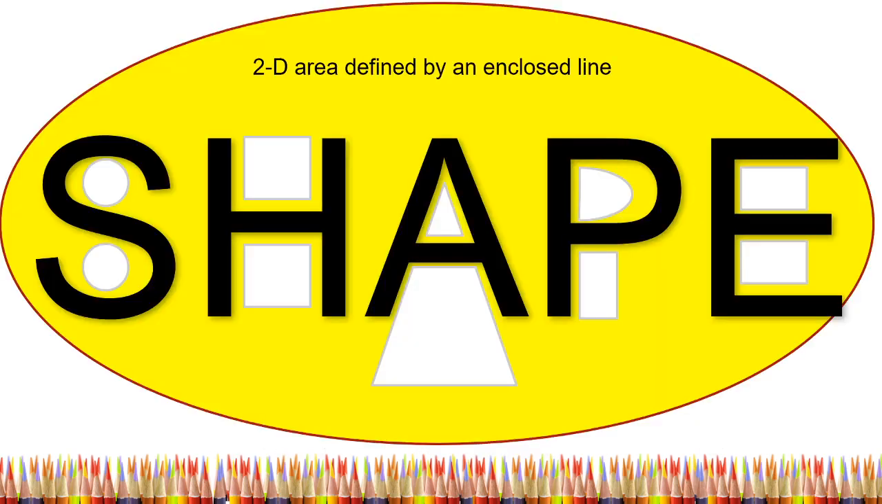Shape is a 2D area defined by an enclosed line. If you just draw a straight line, you've just drawn a line. But if you draw 4 equally sized straight lines that connect back together, you've created a shape. We've created a square. You can see that it is 2D. 2D means that it is flat. It is on a paper or on your screen or something, and it is flat.